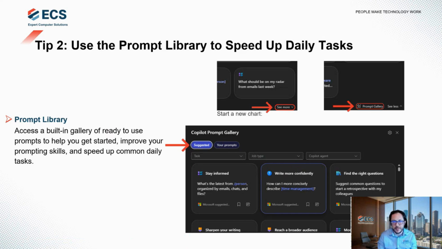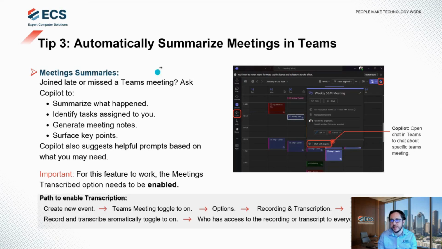All right, next item is automatically summarize meetings in Teams. So this is a really, really powerful tip. I have to say a couple of things on it. You have in the meetings, and there'll be a lot of discussions at different topic points.